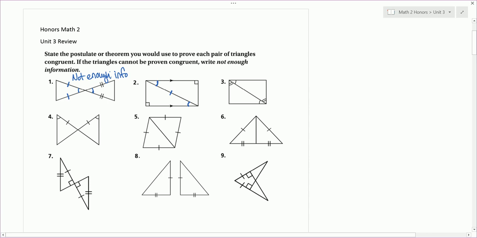And then they're both right triangles. And so again, we have another angle, a right angle corresponding with a right angle. So we have angle, angle, side congruence.